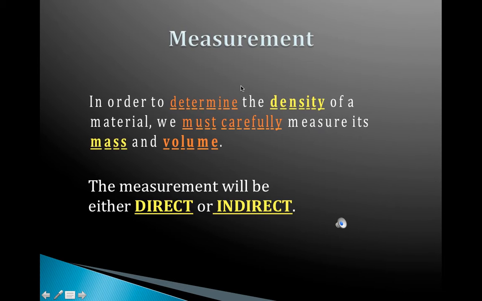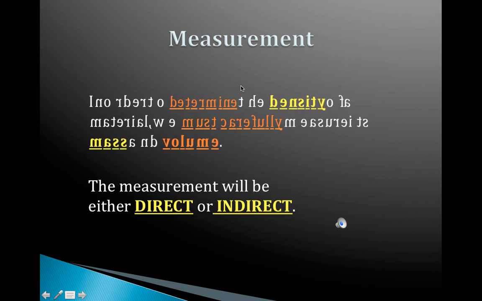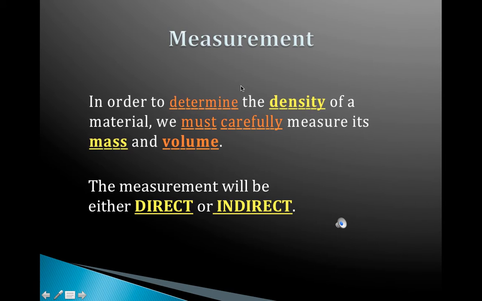Good day. We are looking at measurement, and why we care about measurement in Science 8 is we're going to spend a lot of time mastering how to determine the density of material. There are different reasons for getting the density of material, and one of them is to identify an unknown material. Well, in order to know the density of something, we need to know its mass, and we need to know its volume. Once we have those things, we can calculate the density.